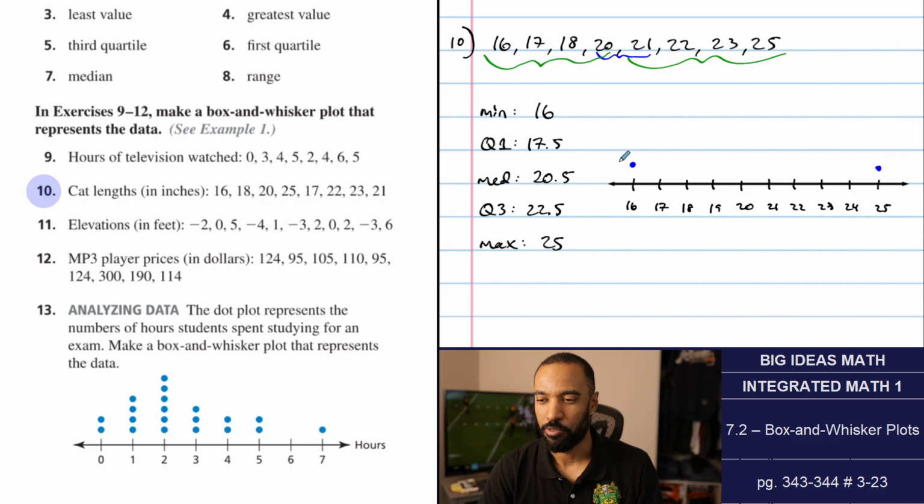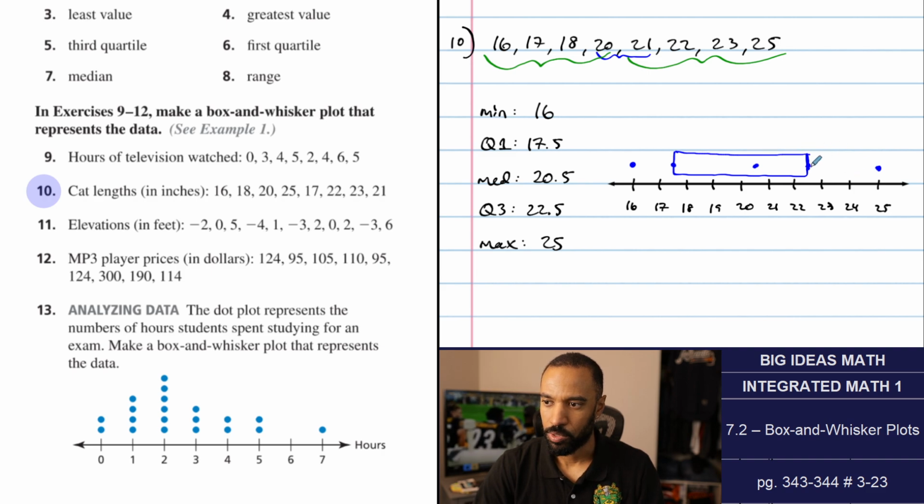Now, let me draw the points before I do any box-based things. So 17 and a half is here. That is our Q1. 20 and a half is our median. And 22 and a half is our Q3. The box goes around with my pencil, Q1 to Q3. I'm going to draw some whiskers on this thing, right there. And then there's the median.